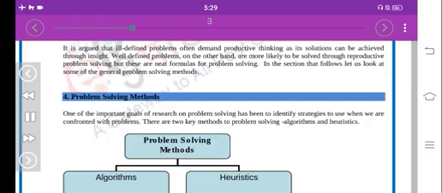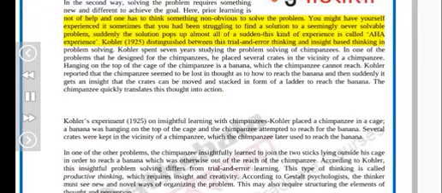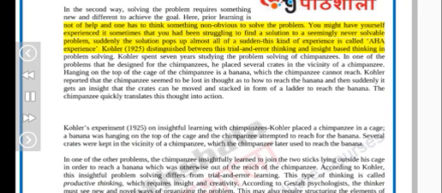You might have yourself experienced it sometimes that you had been struggling to find a solution to a seemingly never solvable problem. Suddenly the solution pops up almost all of a sudden. This kind of experience is called AHA experience. Kohler 1925 distinguished between this trial and error thinking and insight-based thinking in problem solving.